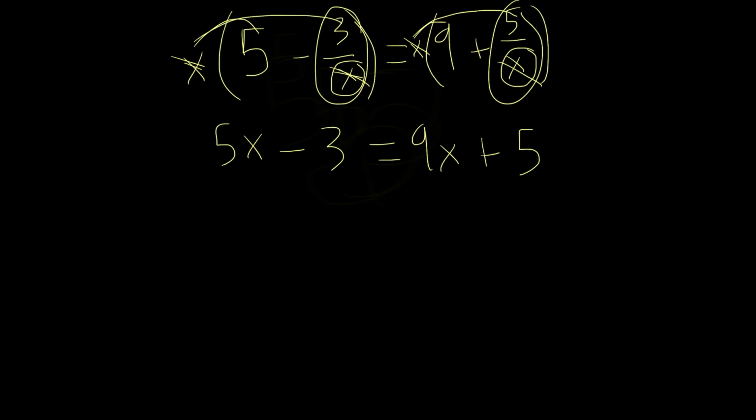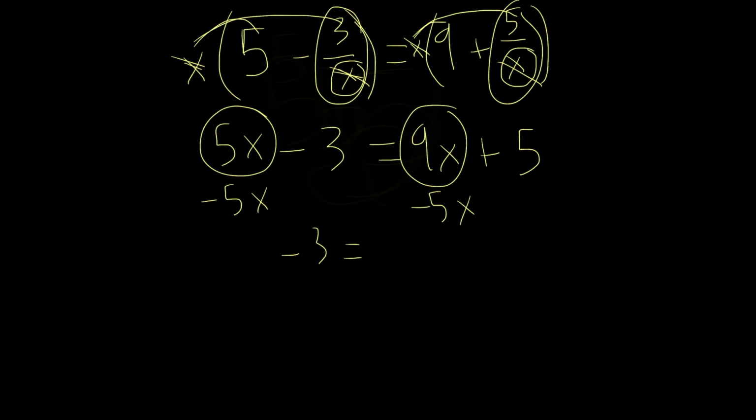And this is simple to solve. This is just a normal equation. We first try to get these two on the same side because they're both variables. So let's do that by subtracting 5x on both sides. So this is negative 3 equals 9x minus 5x, which is 4x, plus 5.